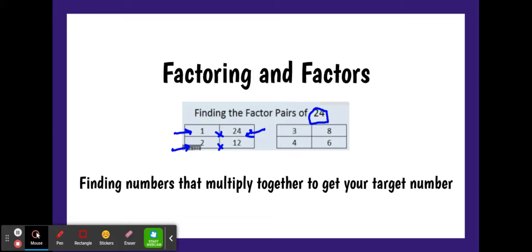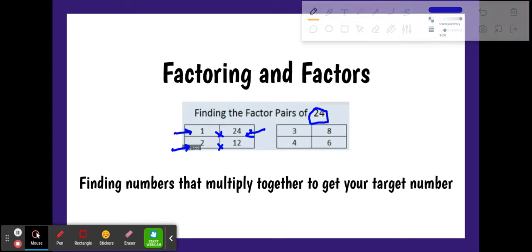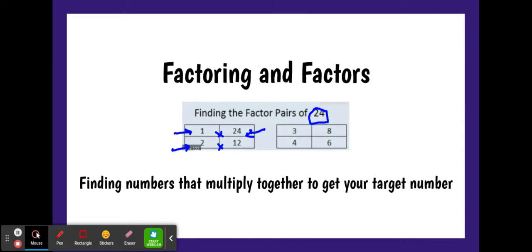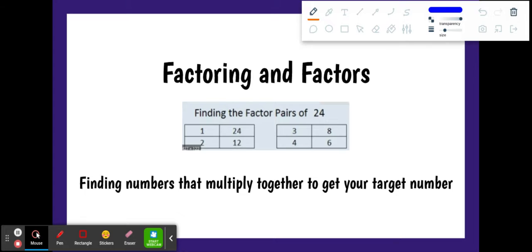We're going to continue to work on this today and think about how we can find all of the possible factors of our different target numbers. And then at the end of the lesson, you're going to be using this to solve some different puzzles that you're going to need to know your factors in order to solve. All right, so let's go ahead and get started. Let me just erase this.